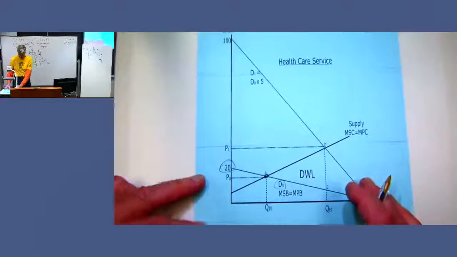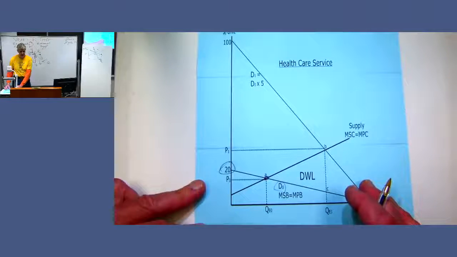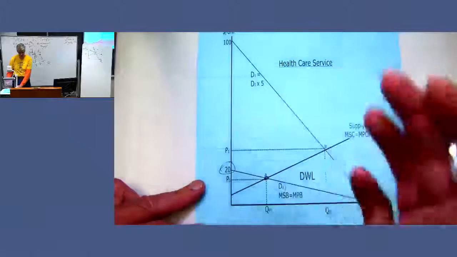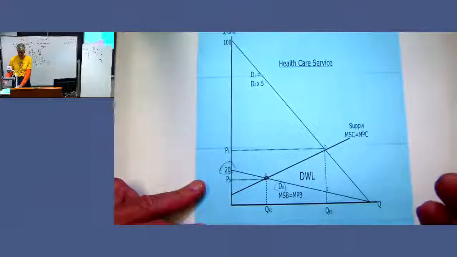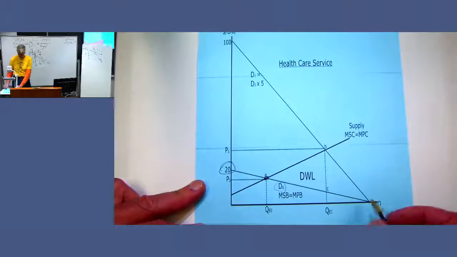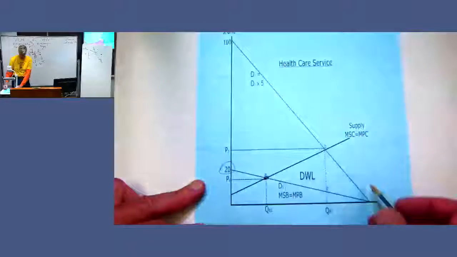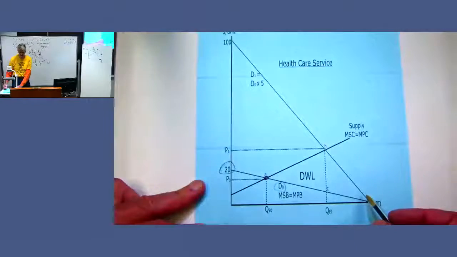Then we come along and say we're going to cover 80% of the cost by insurance or by taxes or some third-party payment. That's what we mean by third-party payment: somebody other than the buyer is going to pay for some or all of it. So now our new demand line is going to be here.